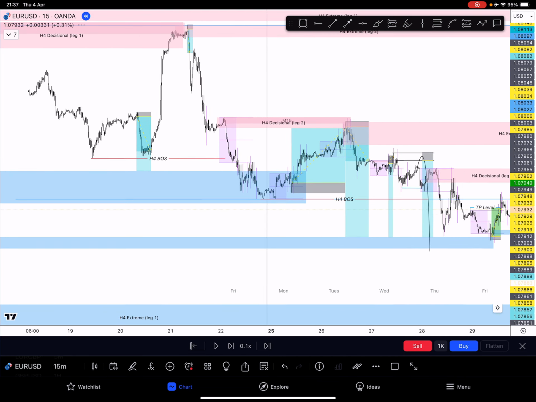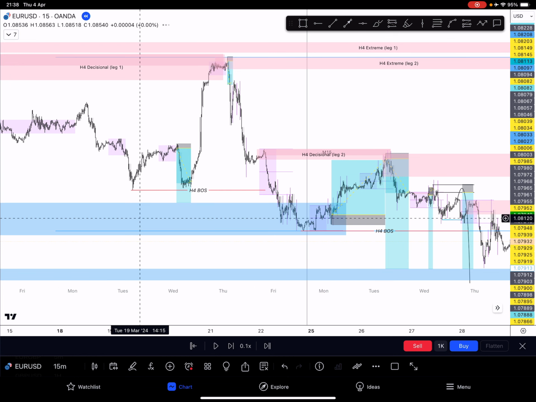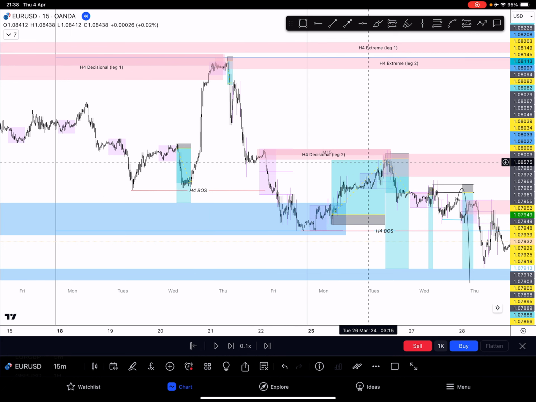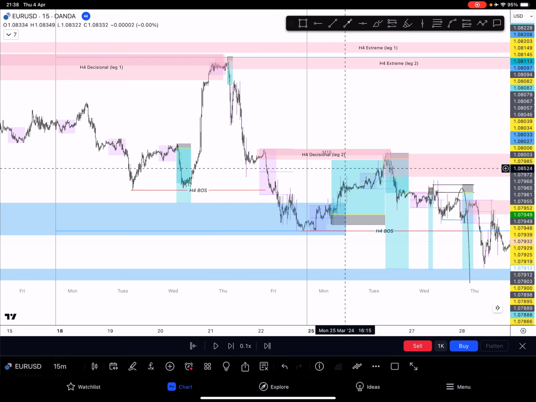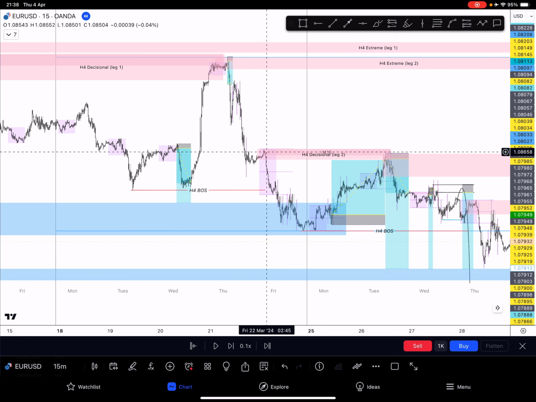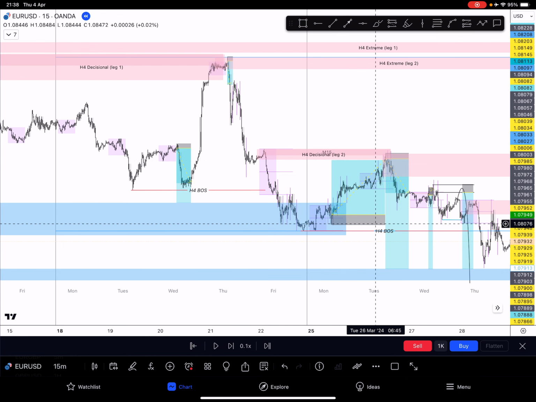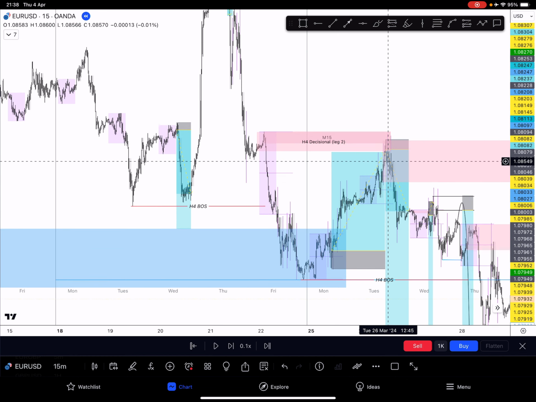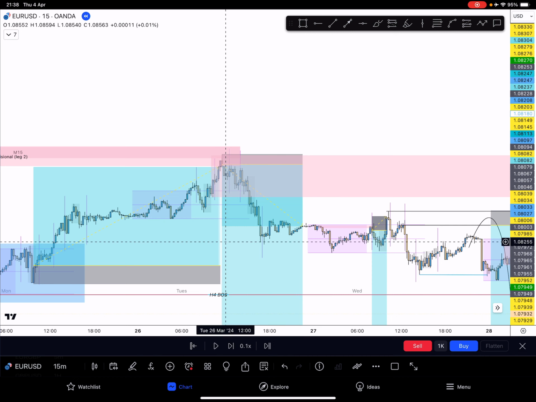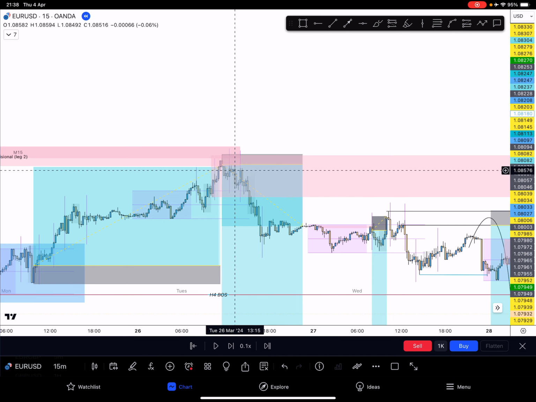Look at this. We know that this is an H4 break of structure, so this is a pullback. From this pullback, we are looking to sell again, either from up here or from here. So when price comes here, we exit the trade and we start looking for buys. Does it make sense to look for buys here? Yes, because it's within our timing window.